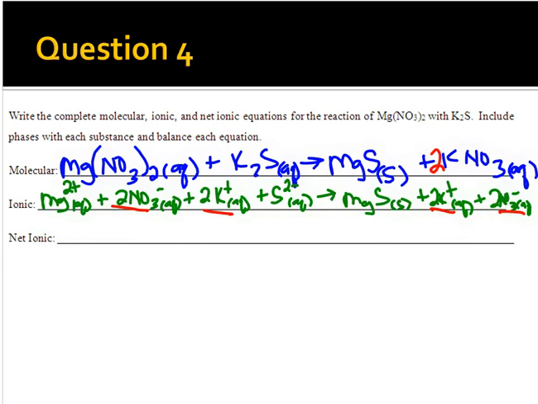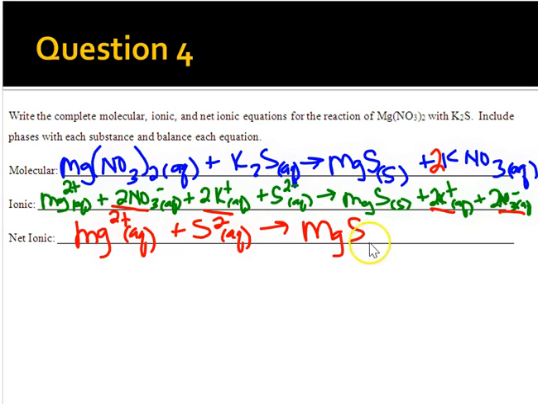So the net ionic, I'm going to go ahead and write out my Mg 2+ aqueous. I'm not going to include nitrates, I'm not going to include potassiums, but I'm going to bring down the sulfide. Okay, so I'm just bringing that down. And then what do they make? They make the precipitate. If this reaction did not actually make a precipitate, there would be no net ionic equation.